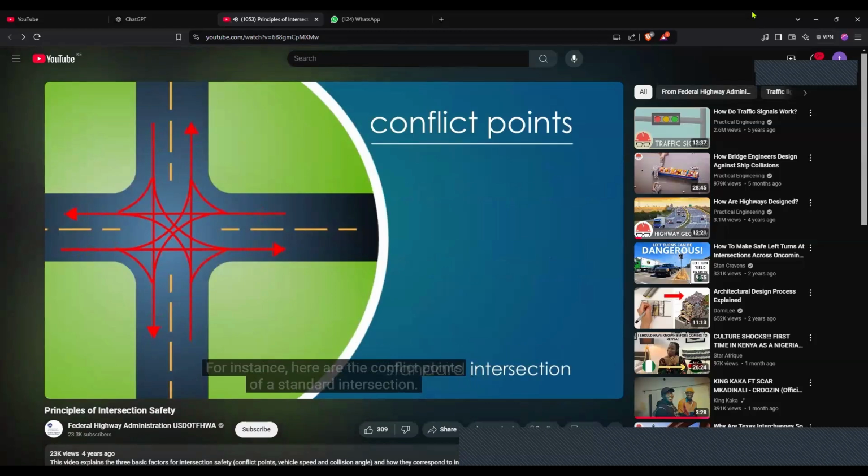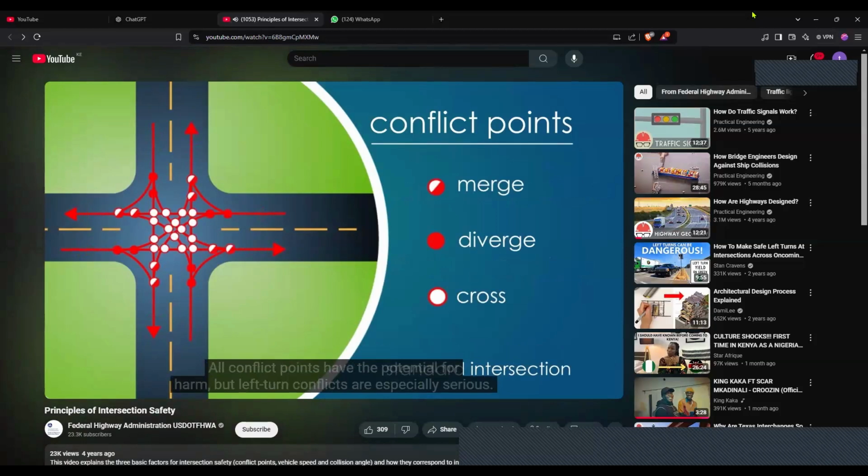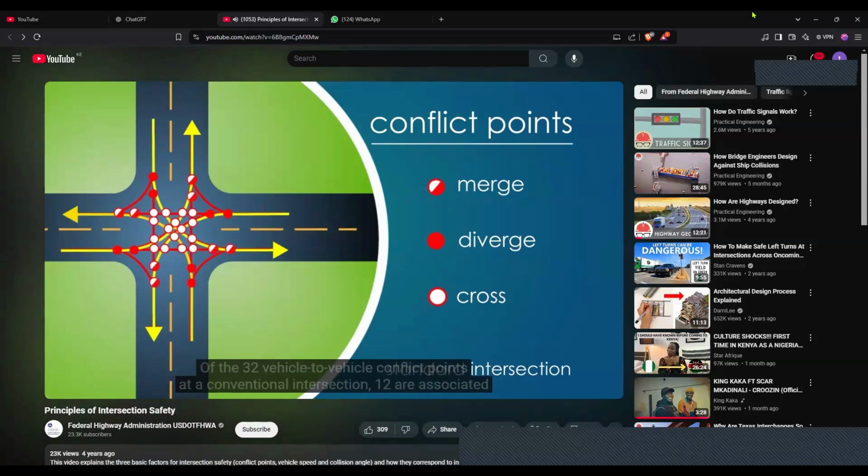For instance, here are the conflict points of a standard intersection. All conflict points have the potential for harm, but left turn conflicts are especially serious. Of the 32 vehicle-to-vehicle conflict points at a conventional intersection, 12 are associated with vehicles turning left.